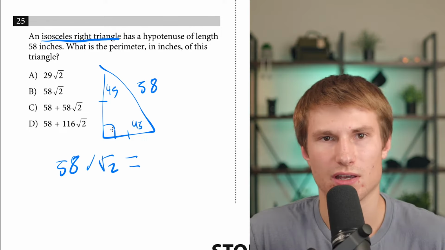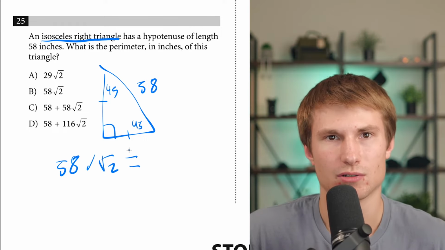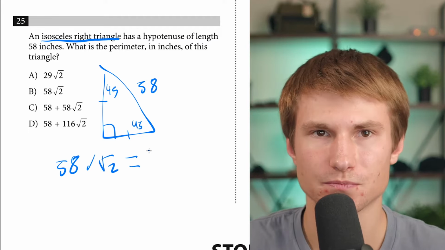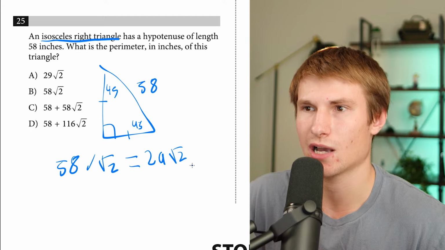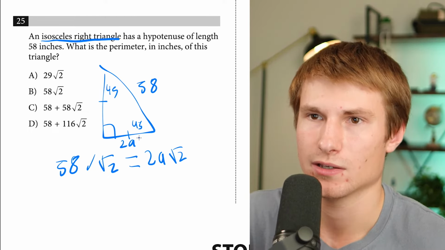Okay, so 58, we got to take that. We got to divide it by root 2. If we take 58 and we divide it by root 2, that's going to give us 29 root 2, right? Because 29 root 2 times root 2 is what gives you 58. Okay, so that's how you can calculate that.